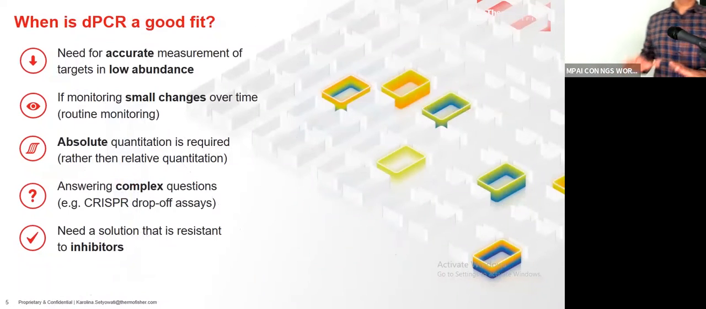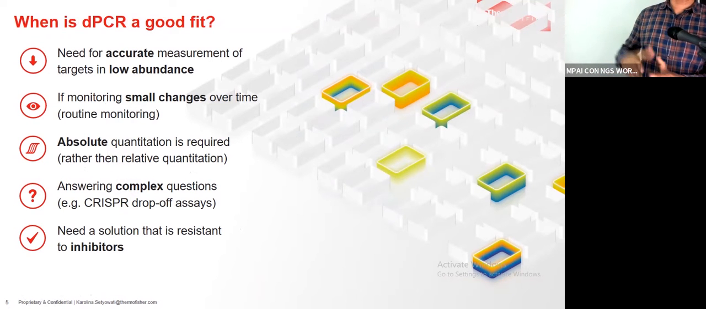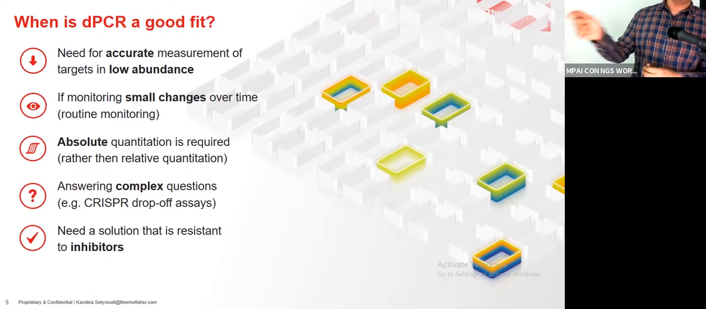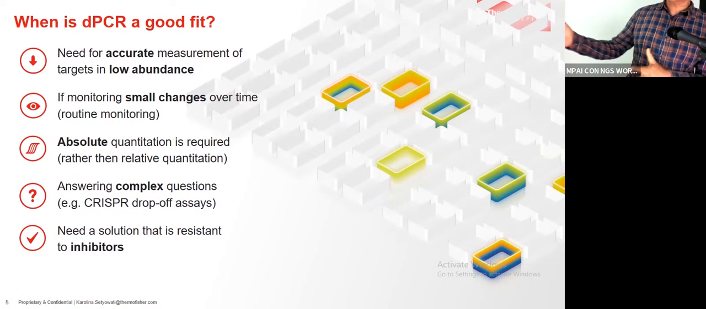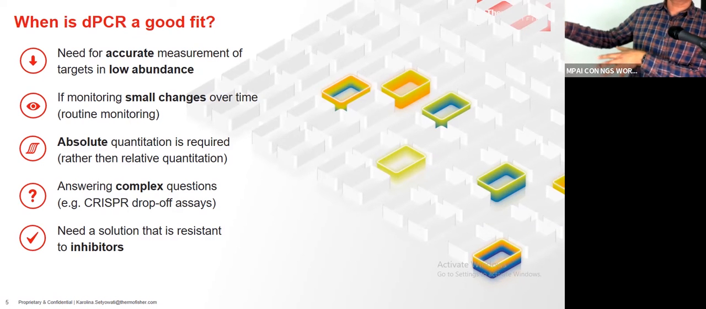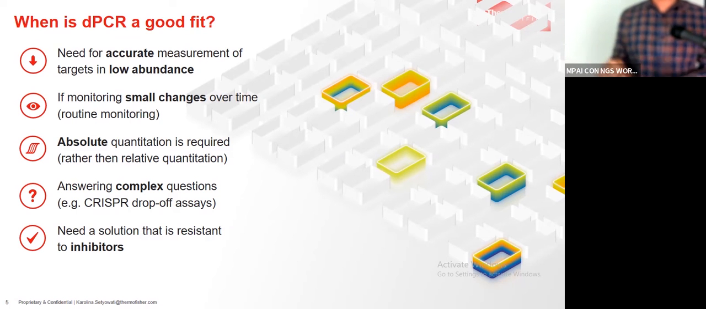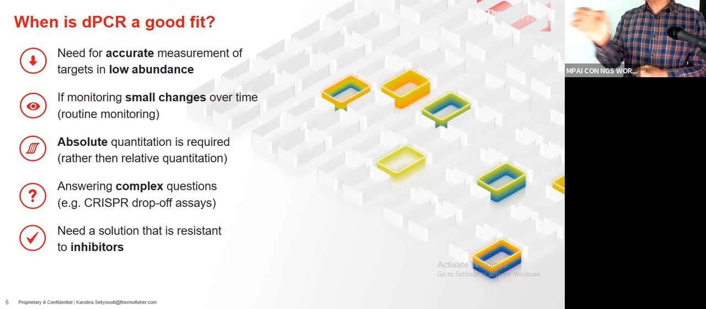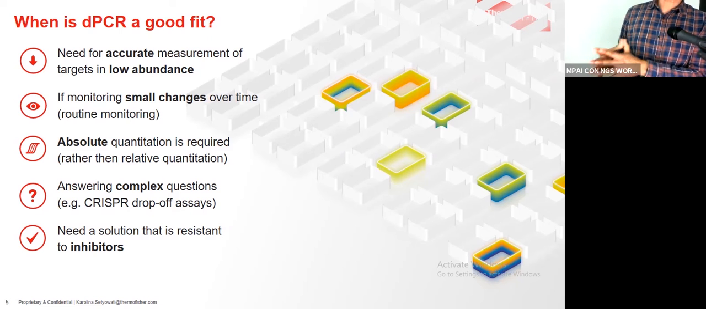Now, when exactly should we use it? When you want the accurate measurement of targets which are in low abundance, especially in oncology, when you're doing monitoring, that's where you want the exact estimation of the mutant molecules or the resistant molecules for any of the therapies. When you are monitoring small changes over a period of time, maybe in gene expression, when you have low copies of transcript which are not detectable on qPCR, you can go with digital PCR. It is also used when absolute quantification is required, where the objective is to find the exact number of copies per microliter. Sometimes we want to determine the abundance from those samples.